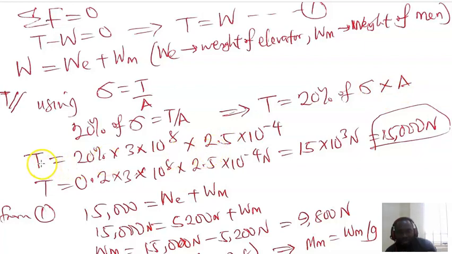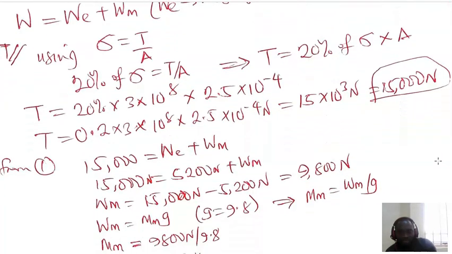So that will be tension equals 0.2, which is 20%, times the stress, 3 times 10 raised per 8, times the area, 2.5 cm square, which will become 2.5 times 10 raised by minus 4 meters square. If we put that together, we will get 15,000 Newton as the tension in the steel cable.